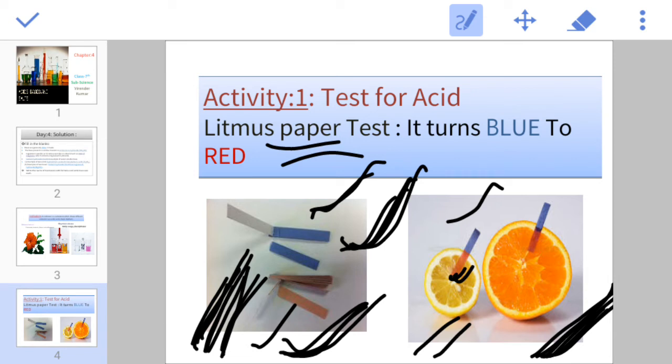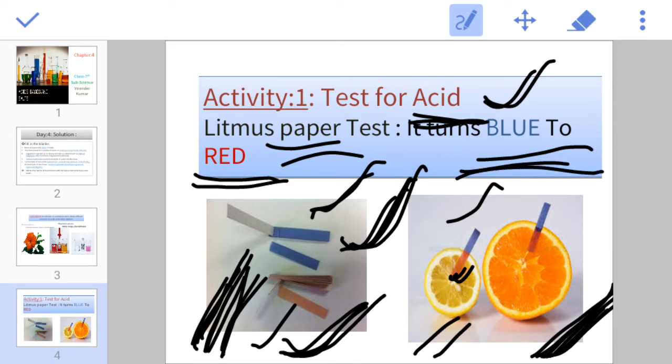Red indicates acid. In simple words, it turns blue to red, and this confirms the presence of acid.